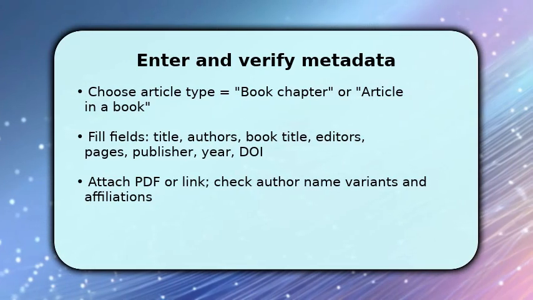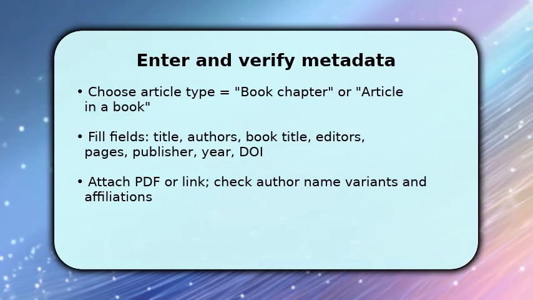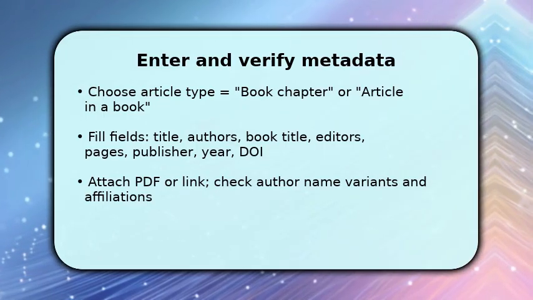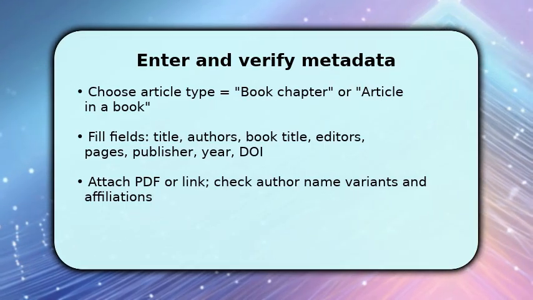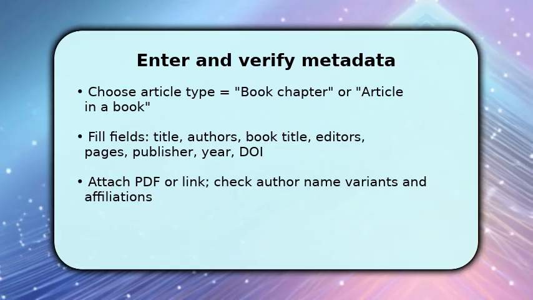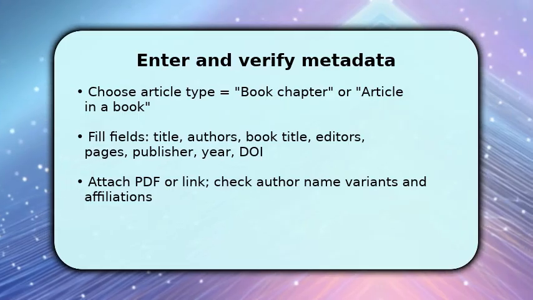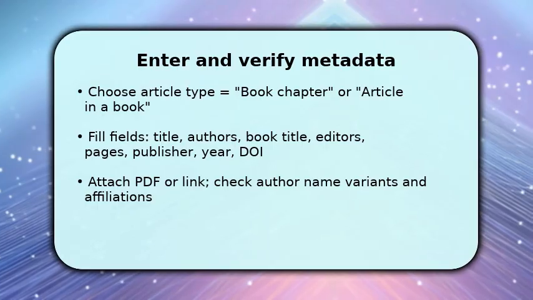You now enter the chapter details precisely. Set the type to book chapter or article in a book, then paste title, authors, editors, book title, pages, publisher, year, and DOI. Once done, attach the PDF or add a stable link so Scholar can crawl it. Make sure author names match your profile variants. If not, edit them exactly as shown in your profile. This helps Google automatically merge the entry later.